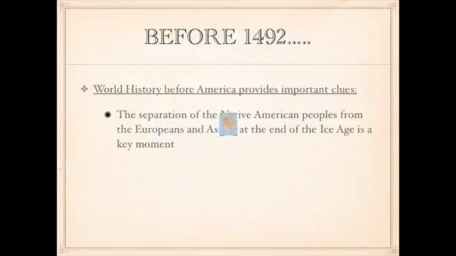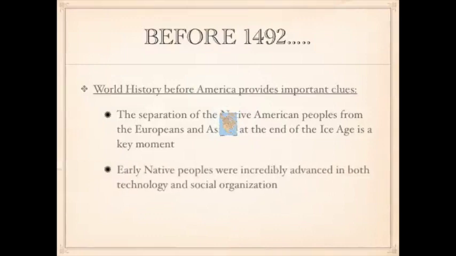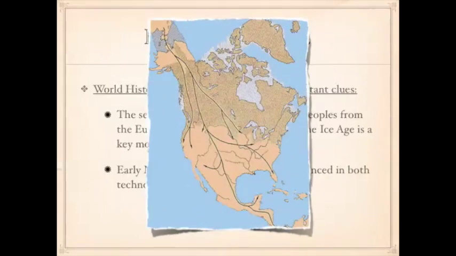The second thing that you should note is that these early native peoples were very advanced in both their technology and their social organization. So one of the things that your book is trying to point out to you in chapter 1 is that people that lived in these early native cultures were not savages. They were very, very advanced. And I really want you to remember 4 examples. So your book brings up many different examples, but there are really only 4 that I expect you to remember. So let's talk about these 4 examples.